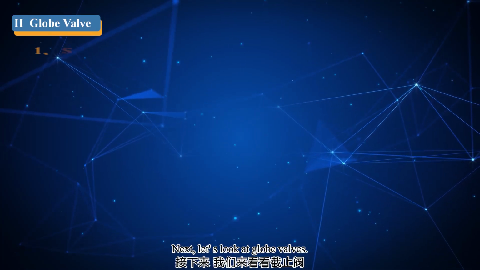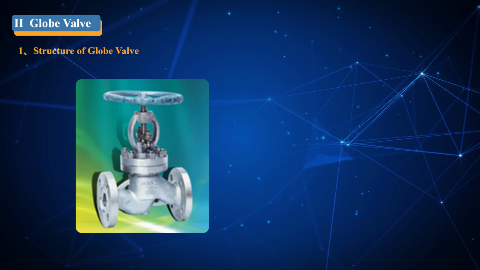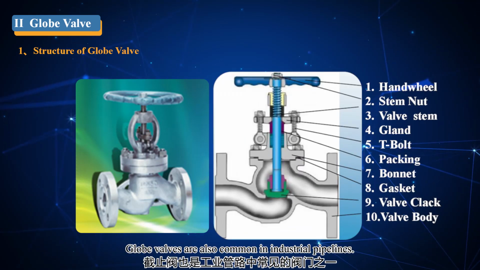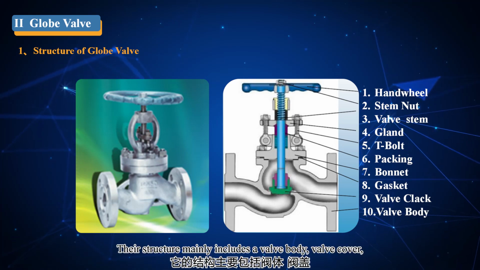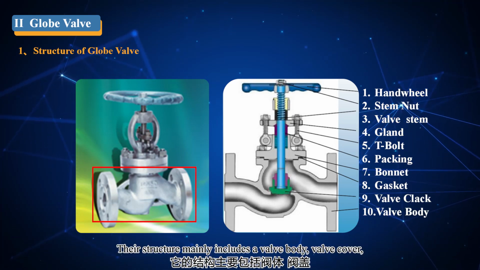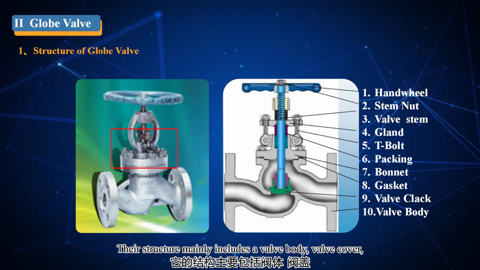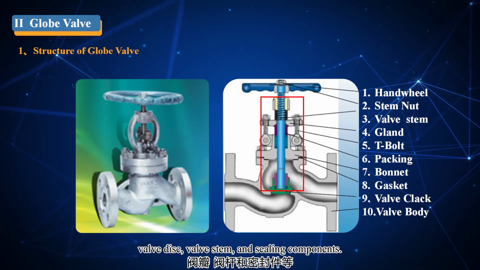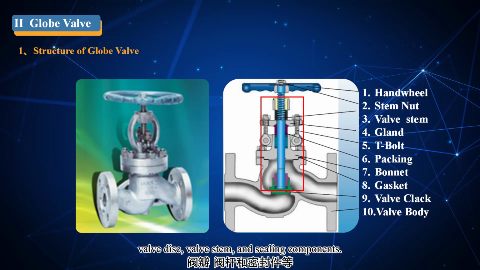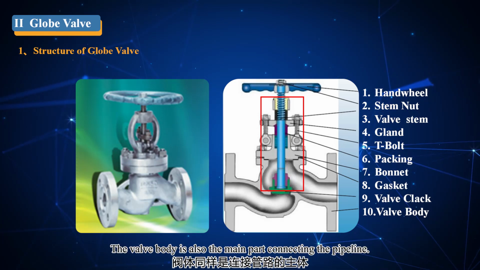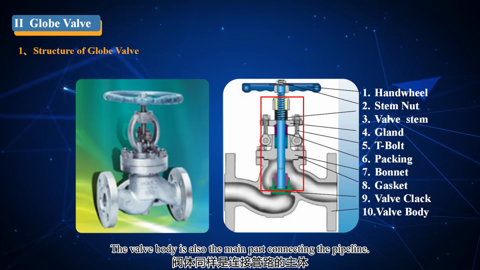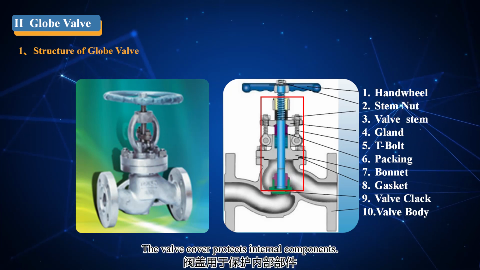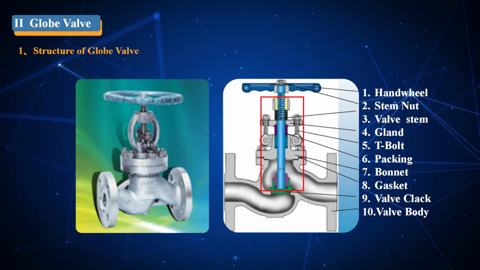Next, let's look at globe valves. Globe valves are also common in industrial pipelines. Their structure mainly includes a valve body, valve cover, valve disc, valve stem, and sealing components. The valve body is also the main part connecting the pipeline. The valve cover protects internal components.